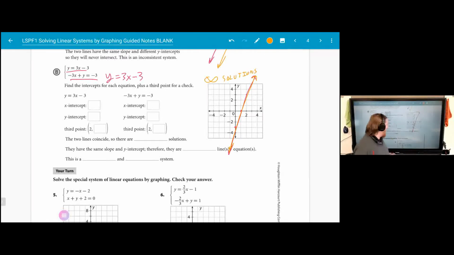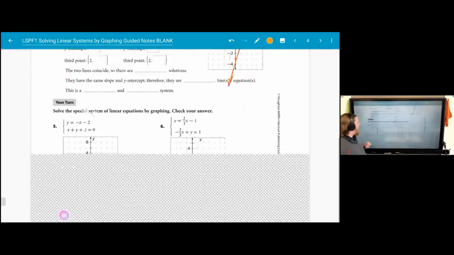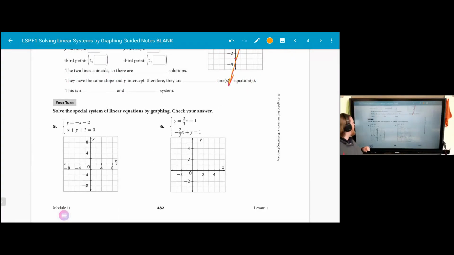So your job right now, numbers 5 and 6. These are going to be special systems. I almost think that those are also pretty efficient to solve for y. That's what I would do anyway. Do that, graph them, see if they touch.